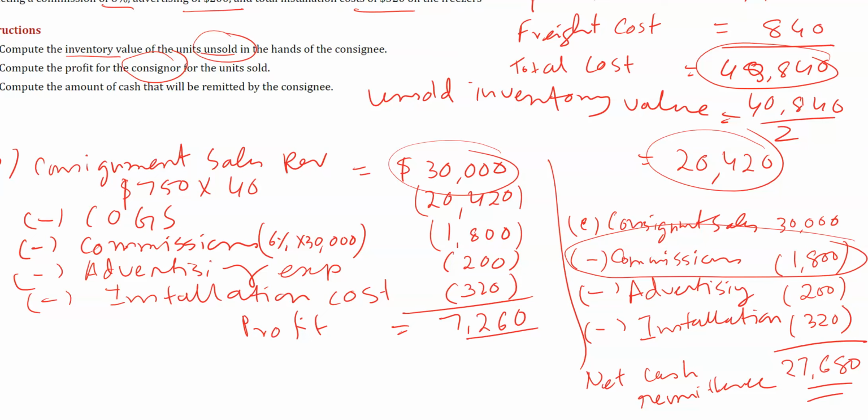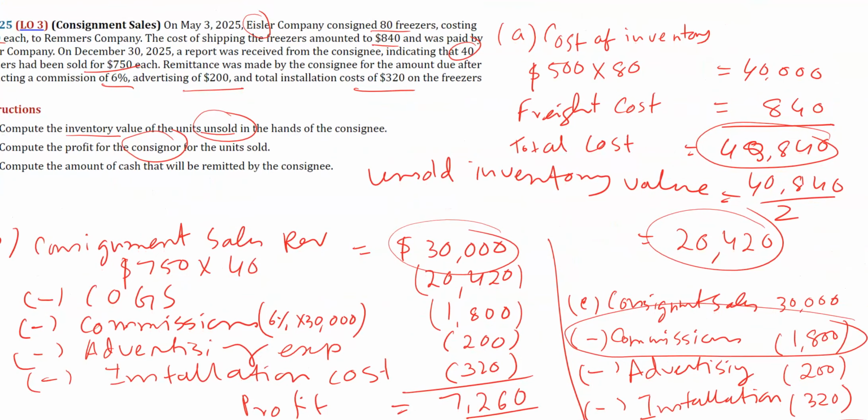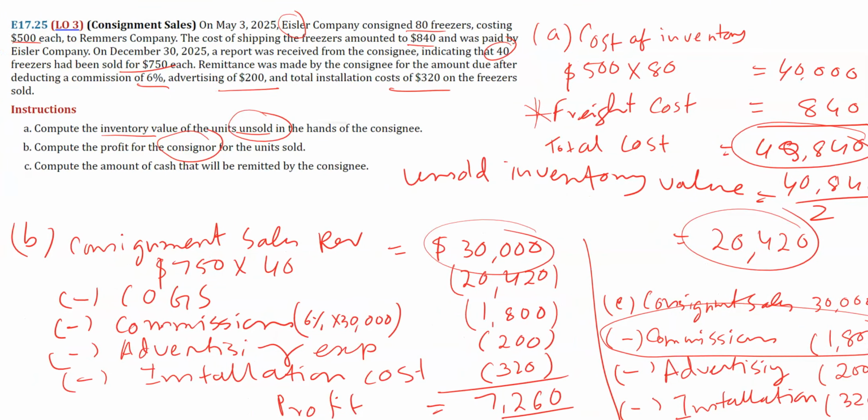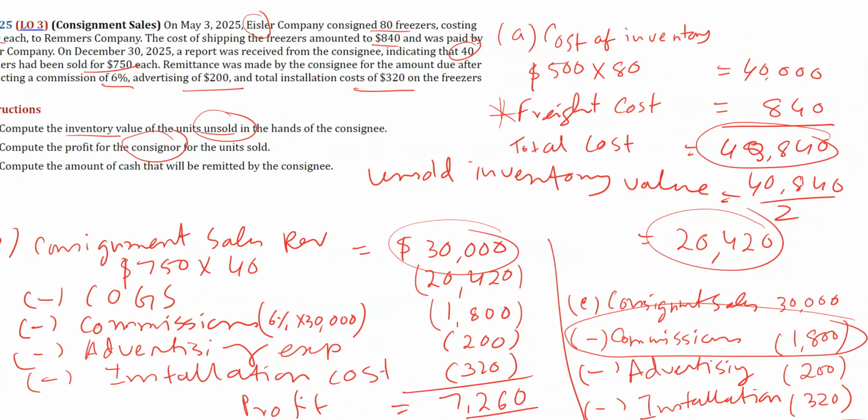Another point you have to remember: when you calculate the cost of goods sold, we only add the freight cost. On the other hand, advertising and installation are not part of the cost of goods sold. That's why we didn't include those. Those are related to the sales.